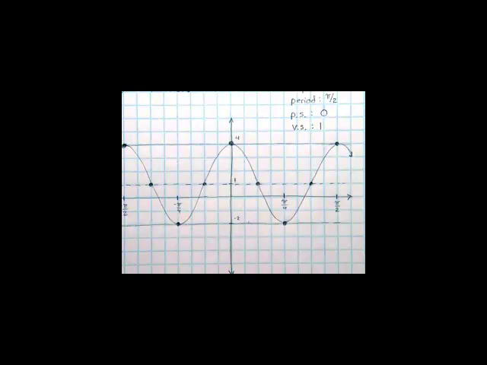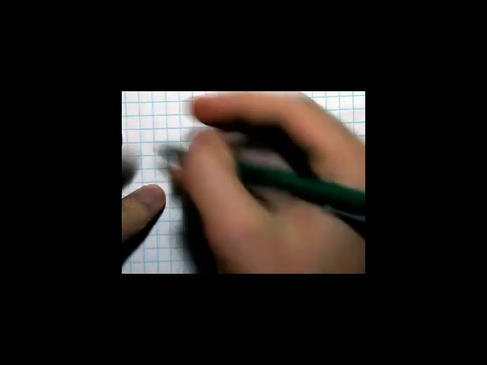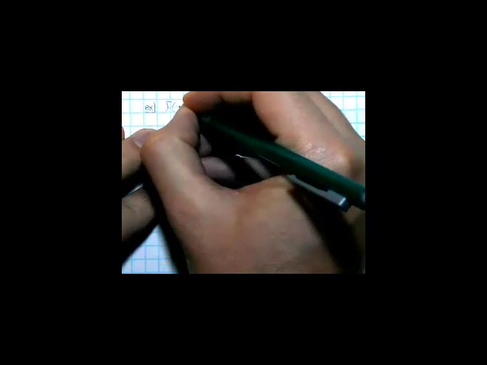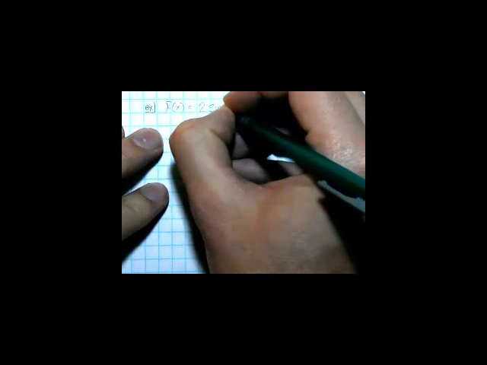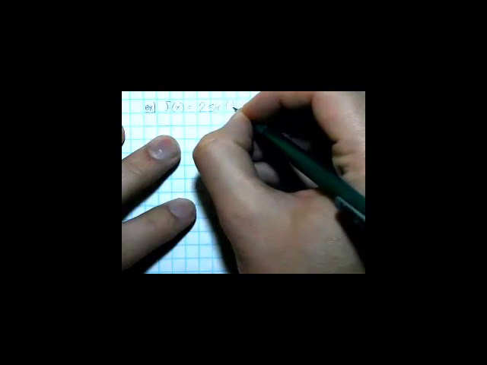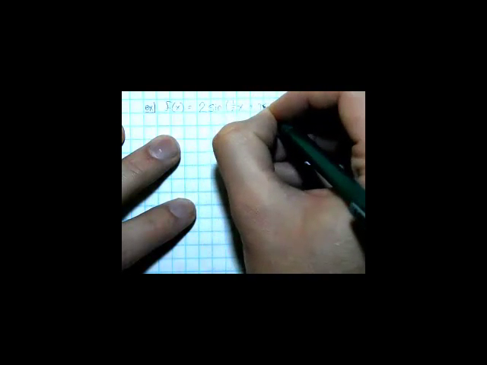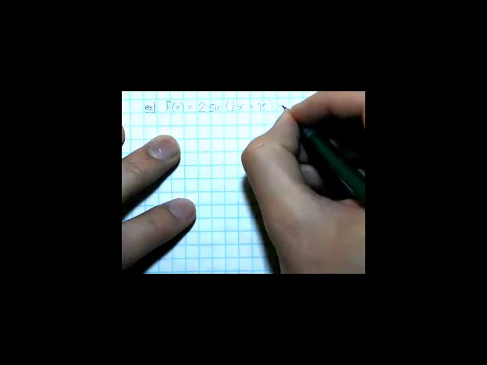Okay, so let's try one more with a phase shift. See if we can do that. Okay, and I'm going to change it. We'll do a sine instead of a cosine this time. So let's try 2 sine 1/2 x plus pi minus 3.